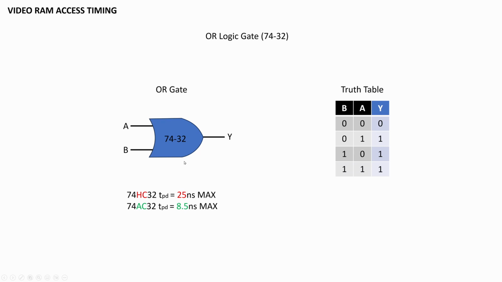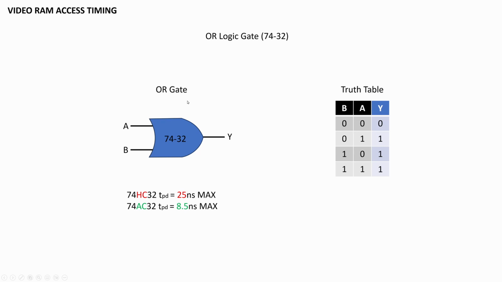Now we do actually have an OR gate. It's 7432. And the same thing is true here. The output is high when either of the two inputs are high. So if A is high or B is high, then the output will be high. Now, if you look at the truth table, the only way the output can be low is when A is low and B is low.